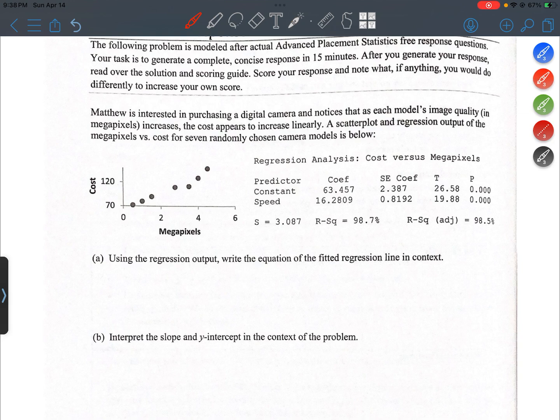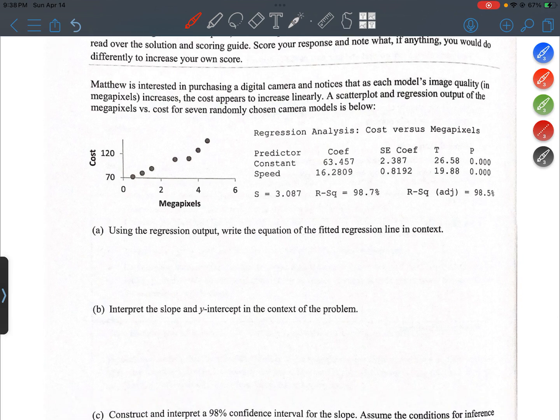All right, part A. Using the regression output, write the equation of the fitted regression line in context. Okay, so let's first write the formula. In statistics, we write y hat equals a plus bx, where a is the constant or the y-intercept, which is this value right here. B is the slope of the regression line, which is that value there.